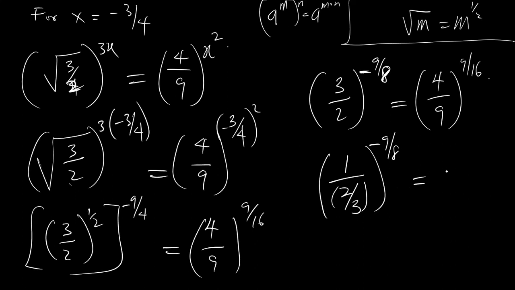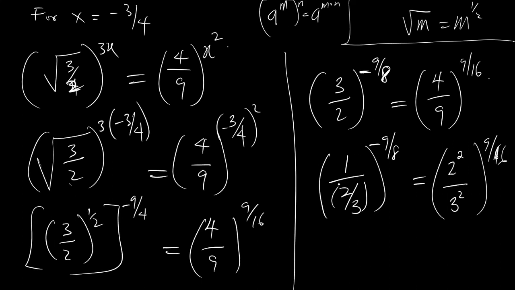This is equal to: this one inside is 2 raised to power 2, 4 is the same thing as 2 raised to power 2, 9 is the same thing as 3 raised to power 2, all raised to power 9 all over 16. Now we have this. So 3 over 2 is the same thing as 1 all over 2 over 3. So this is the same thing as 2 over 3 all raised to power minus 1, all raised to power minus 9 all over 8. It's equal to this one if you factor.